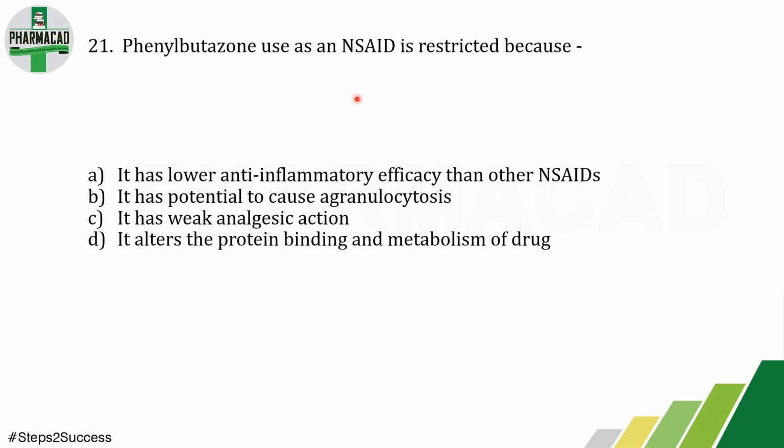Next question. Phenylbutazone used as an NSAID is restricted because of which of the following reasons? So, phenylbutazone has lower anti-inflammatory efficacy than other NSAIDs. It has potential to cause agranulocytosis. It has weak analgesic action, or it alters the protein binding and metabolism of drugs. So let's look at the solution for phenylbutazone.